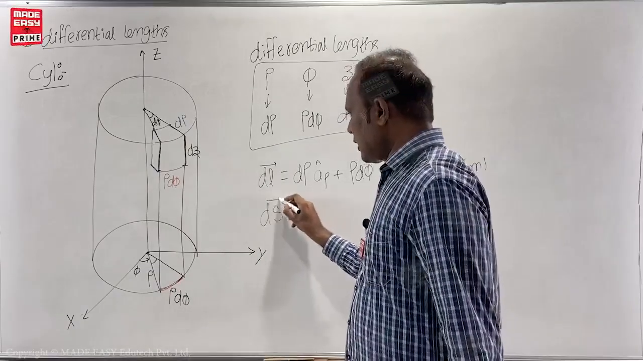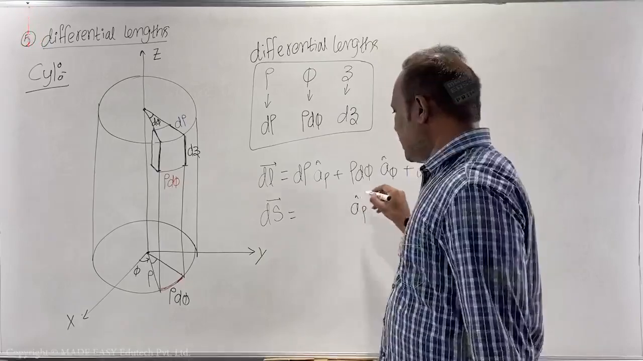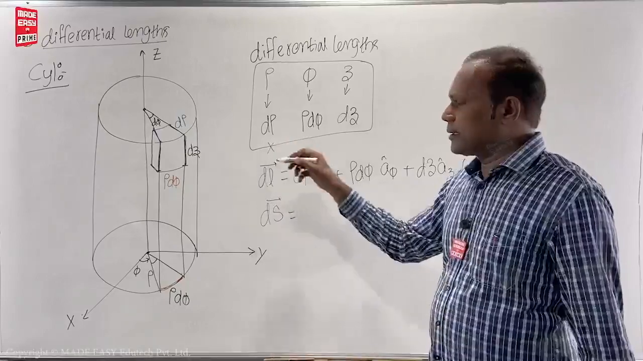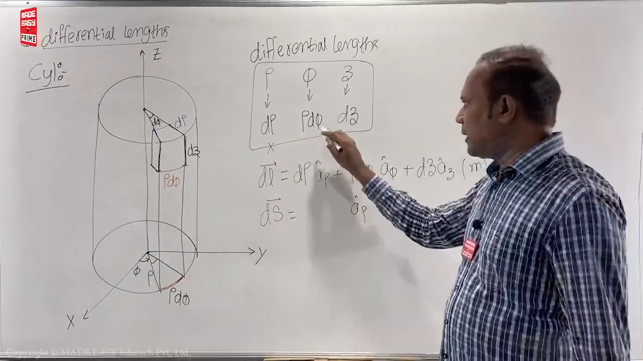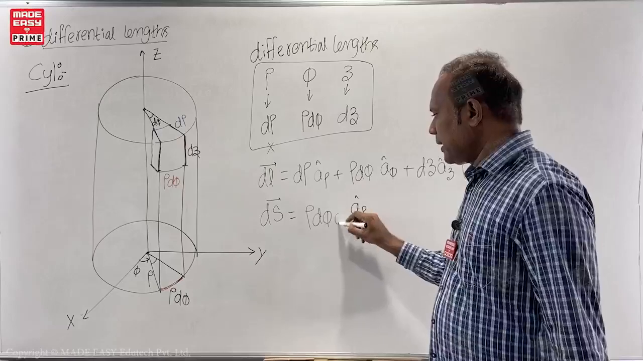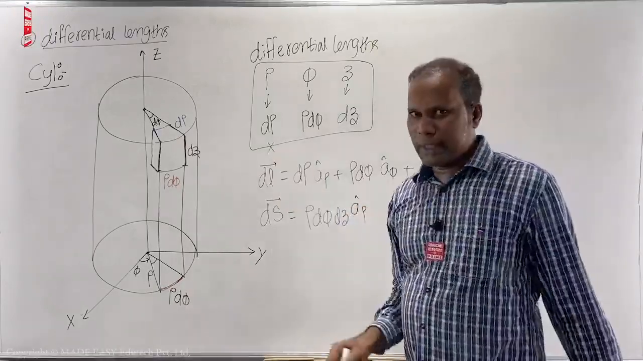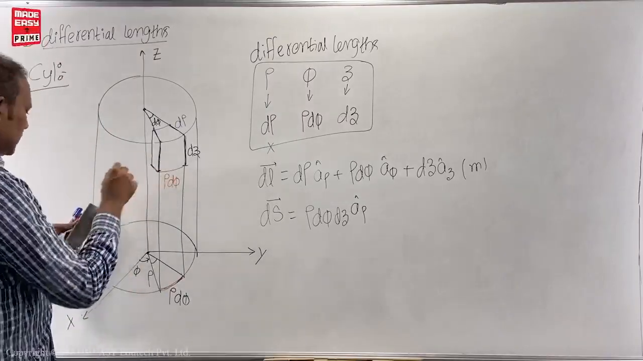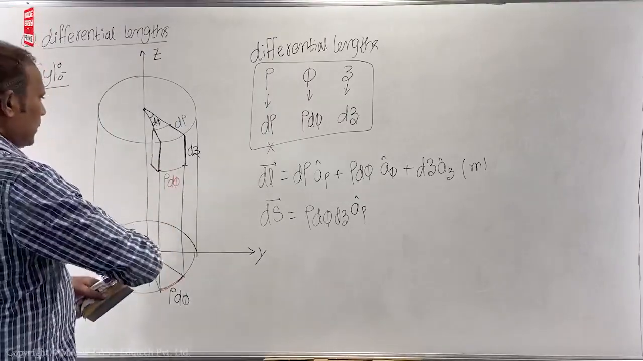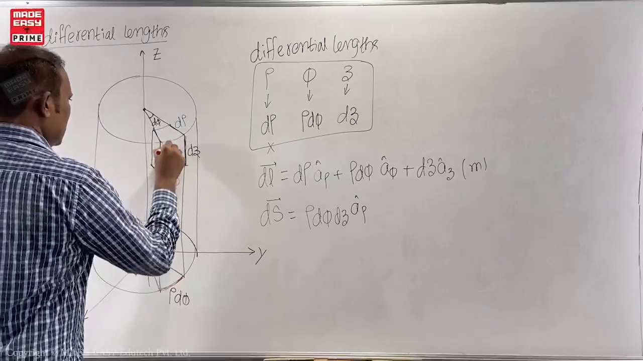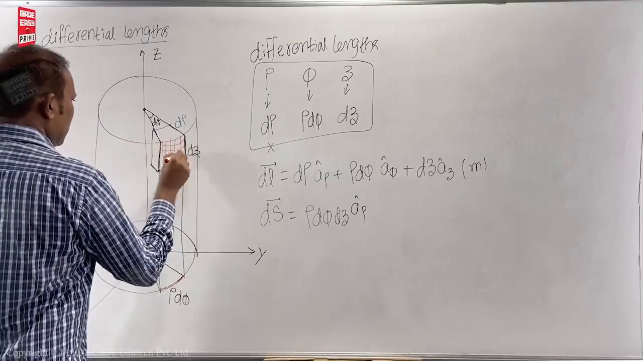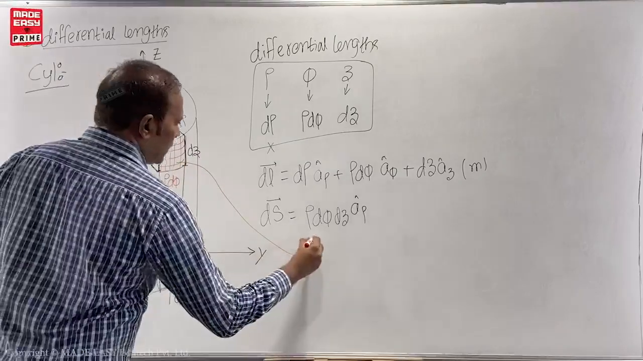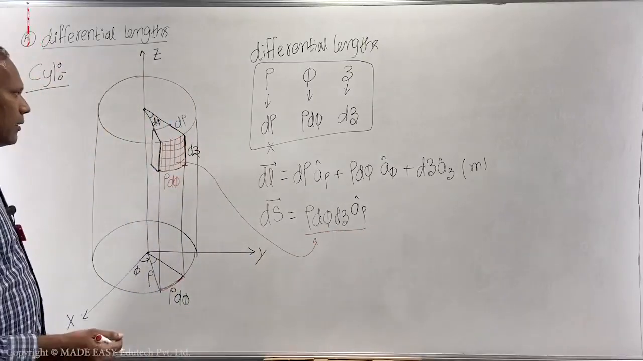So, the differential surface vector in the rho direction. I told you, if you want the differential surface vector in the rho direction, you leave this one because rho will be constant on that surface. Multiply these two, so it is rho d phi dz. If you want, you can see here. This is the surface on which rho is constant. Now, this is the differential surface vector equation.